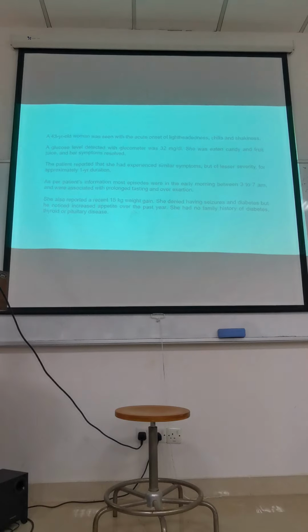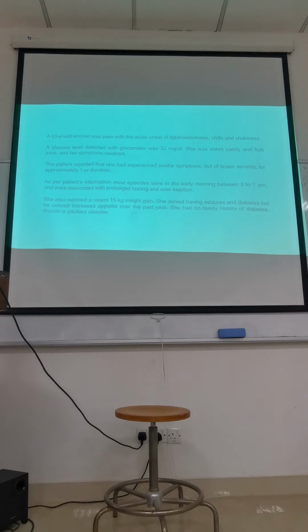A 30-year-old woman was seen with the acute onset of lightheadedness, chills and shaking. Glucose level detected by glucometer: 32. Below 60 is very low. So this sugar is very low. She ate candy and fruit juice and her symptoms resolved. So when sugar came in, she got better. The same thing happened to Steve Jobs.